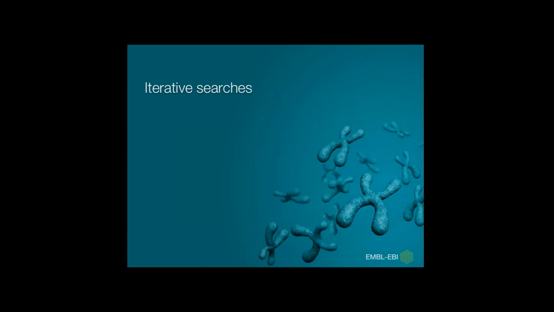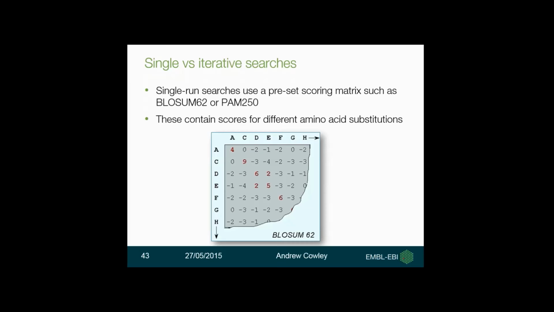So far we've just carried out a single run search. I'm now going to demonstrate how to perform an iterative search. So single run searches, like the BLAST one we've just carried out, use a preset scoring matrix such as BLOSUM62 or PAM250. And these contain scores for different amino acid substitutions. So it says each time I encounter a cysteine and I'm matching against a cysteine in my alignment, how much score am I going to give that for the alignment? And that allows us to say that some substitutions are more likely to occur than others. So it's quite a useful way of making the alignment more biologically relevant and accurate.